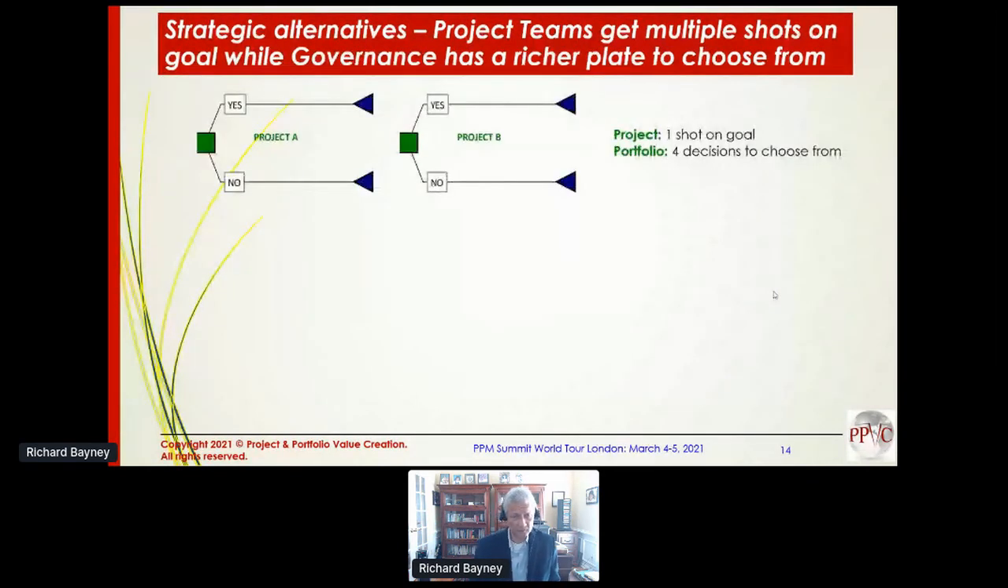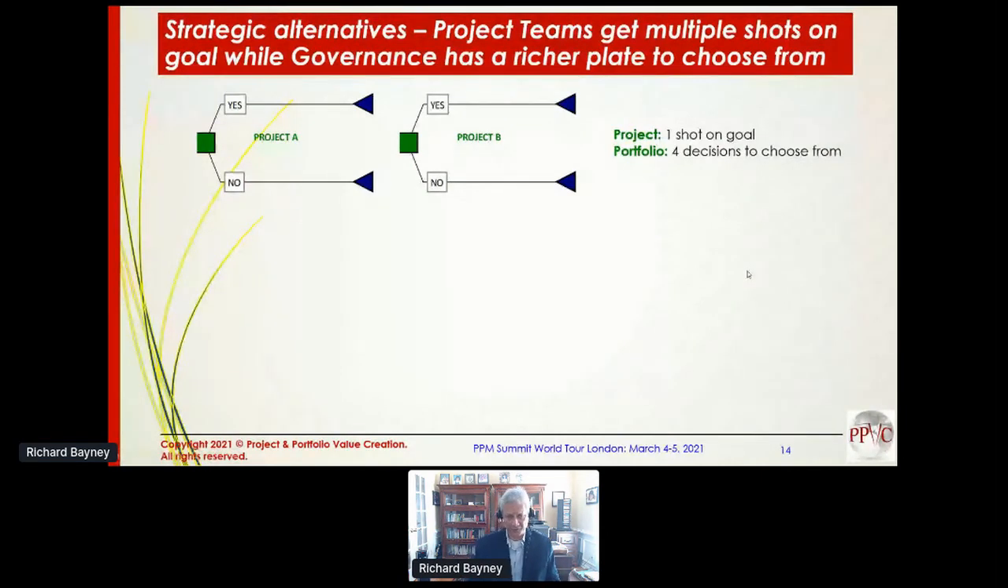So imagine 2 projects coming up for stage gate reviews or entry decisions into the pipeline or portfolio. They simply have yes, no, binary outcomes. So the consequence of that is each project has only one shot on goal, and governance has 4 decisions to choose from. Yes, yes, yes, no, no, yes, and no, no.